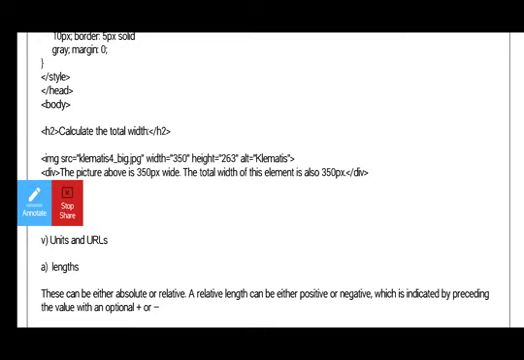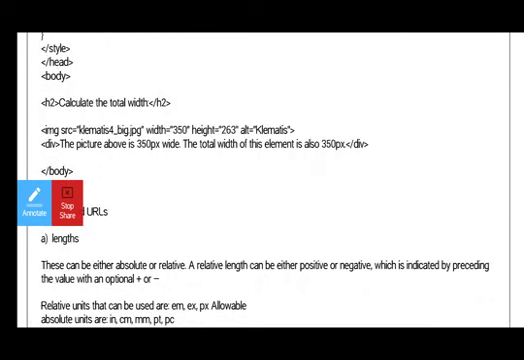Whatever content is going to appear on the web page, we represent in the body tags. So that is H2, heading 2: calculate the total width. Then we use one image, which is in JPG format.